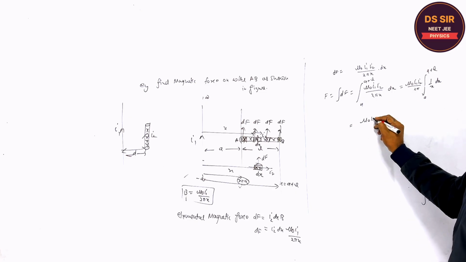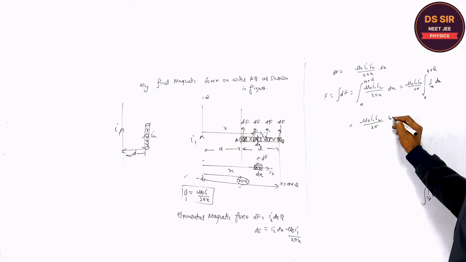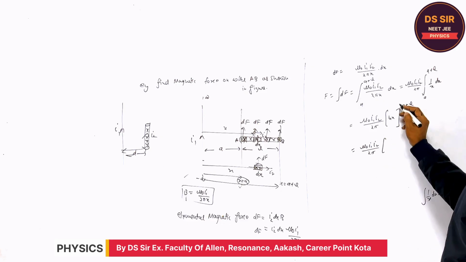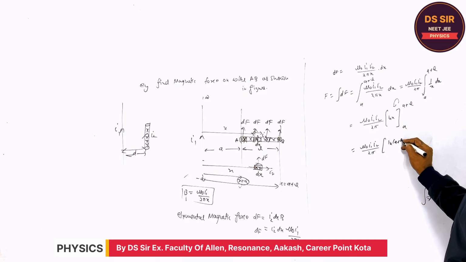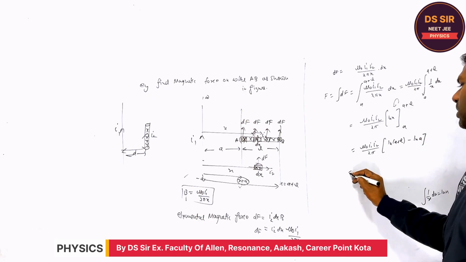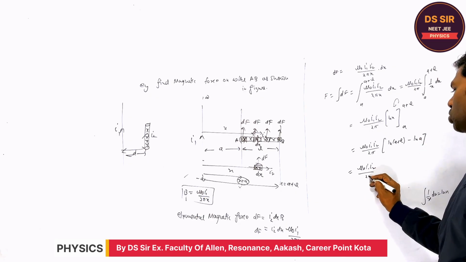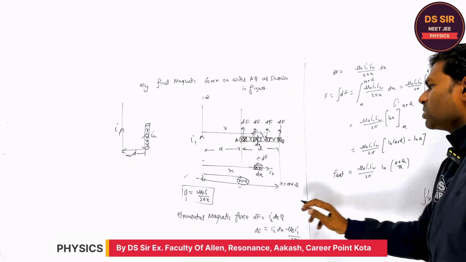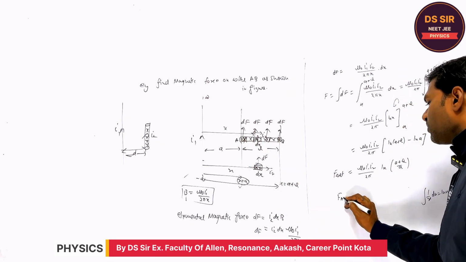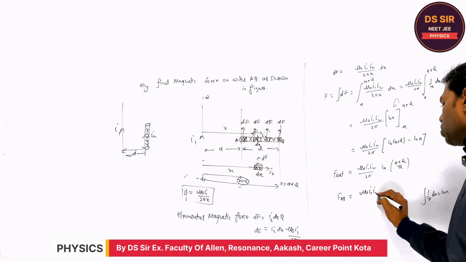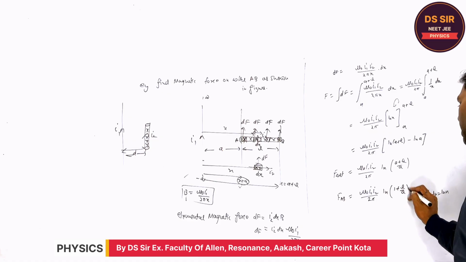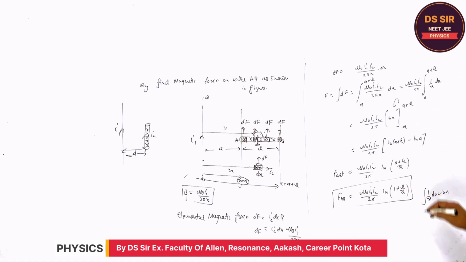So it is equal to mu naught I1 I2 upon 2 pi ln x, and the limit varies from a to a plus n. First put the upper limit, minus the lower limit. So mu naught I1 I2 upon 2 pi ln of (a plus n) upon a. So this is the net force on the wire AB. Mu naught I1 I2 upon 2 pi ln of 1 plus L upon a. This is the correct answer, right?